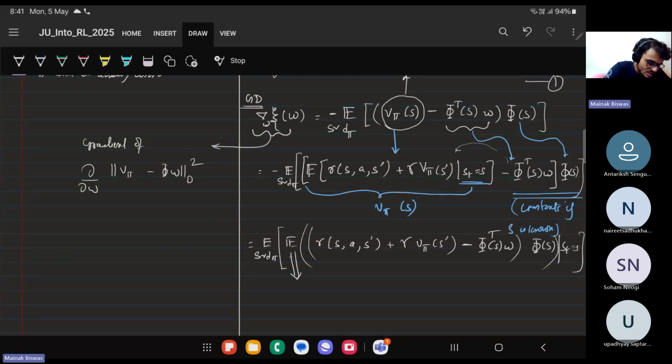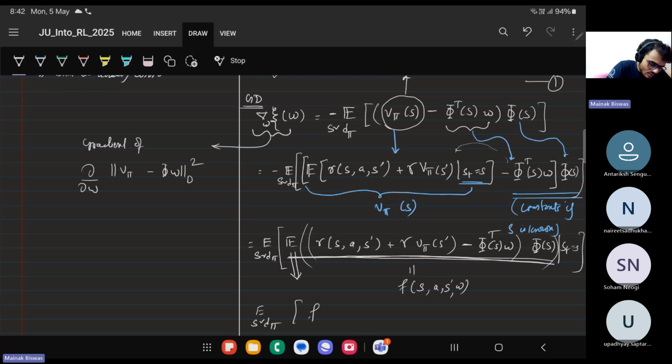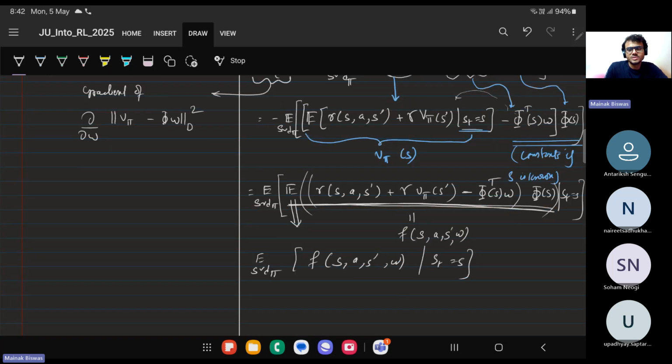See, this expectation is a function. This value is given up to this much. This is the function, and it is conditioned. Something is conditioned for that expectation. So consider this is a function of s, a, s dash, and w. Let me write this as f of s, a, s dash, and w. So this is nothing but the expected value over d pi of f of s, a, s dash, w, given st equal to s. So what is known and what is not known is my question.